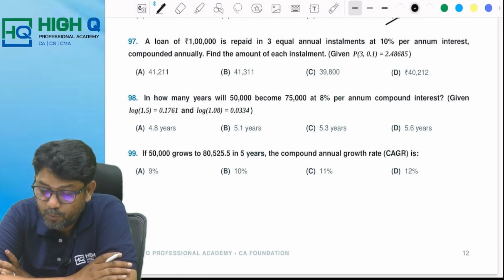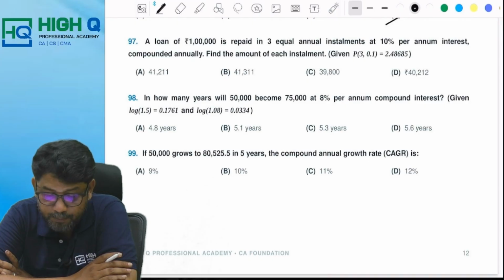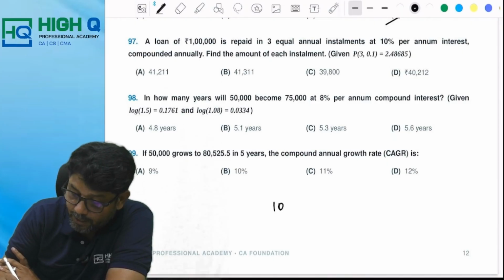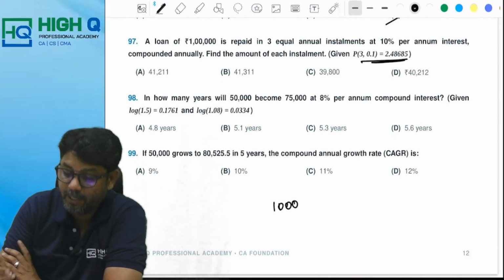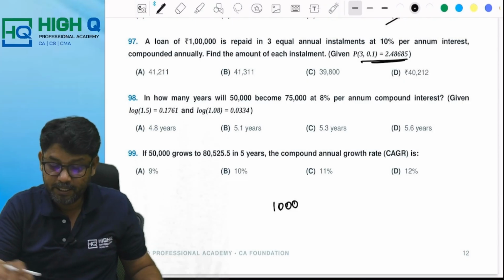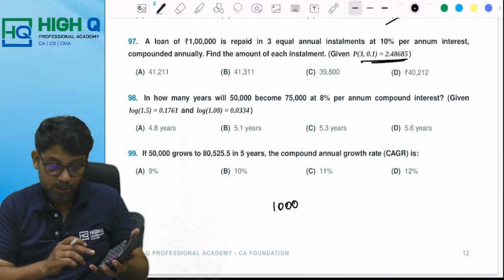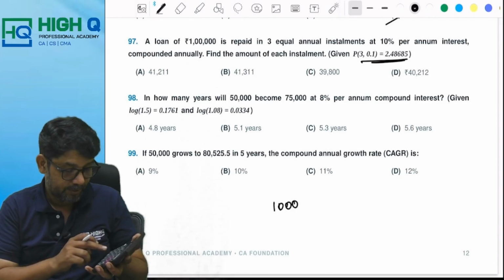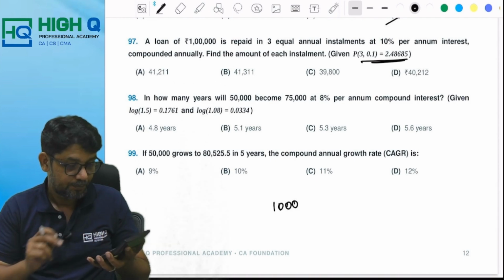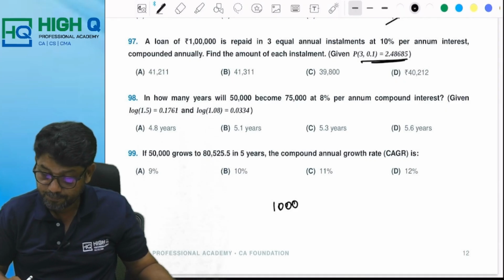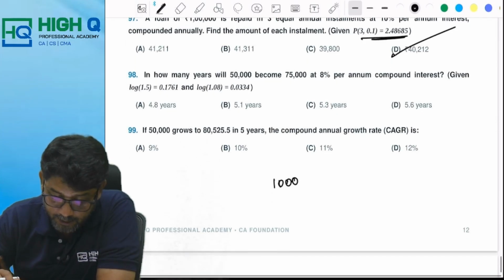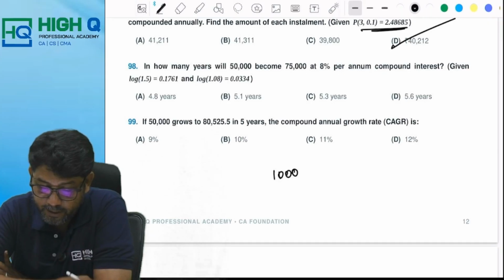Option D. A loan of 10,000 is repaid in three equal annual installments at 10% per annum interest compounded annually. Find the amount of each installment. Look at this, 1 lakh. I think this value is given. I told you, if this value is given, simply divide. 1 lakh divided by 2.48685 gives 40,211.5, so approximately 40,212. That's it.